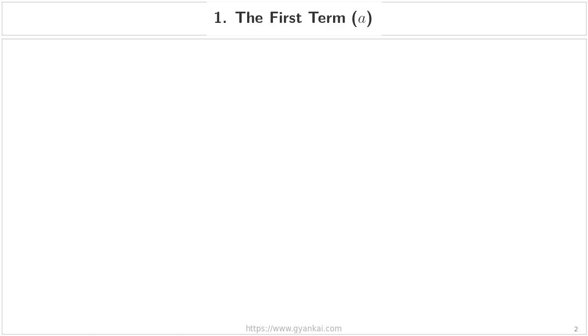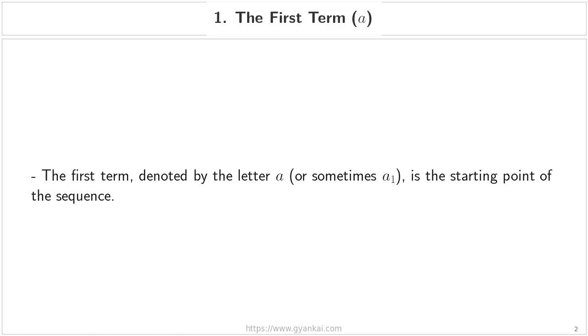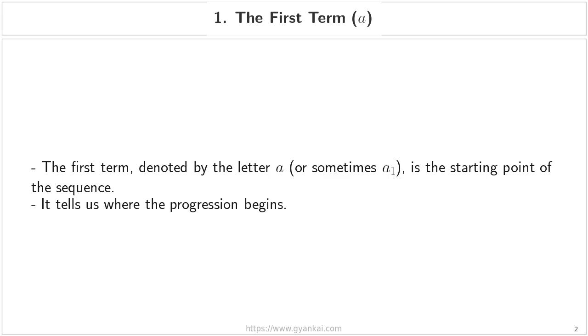1. The first term. The first term, which we denote by the letter A, or sometimes you might see it written as a sub-1, is essentially the starting point of our sequence. Think of it as the anchor. It tells us exactly where the progression begins on the number line.